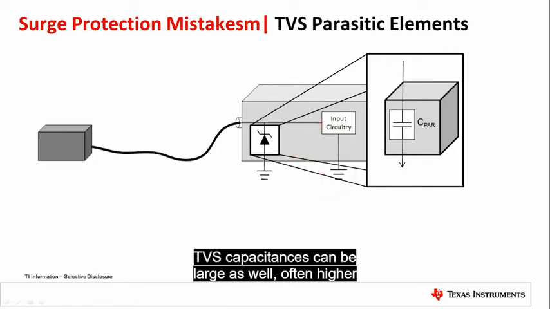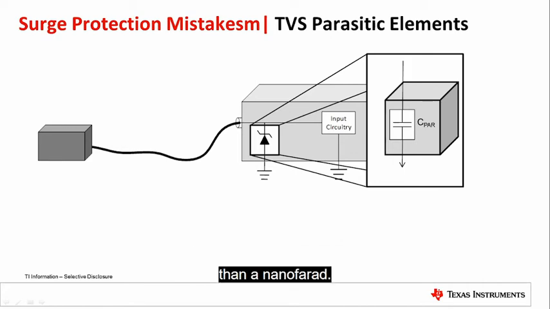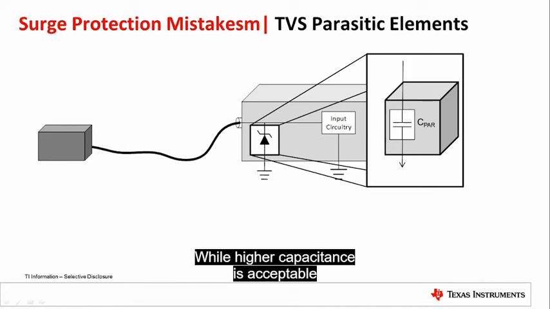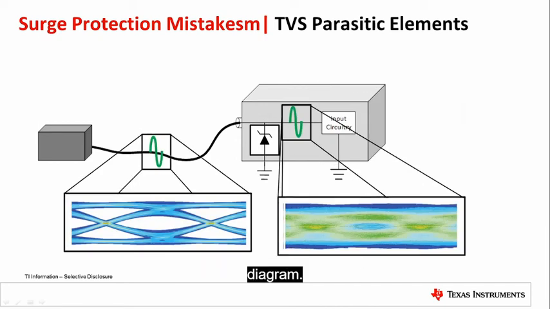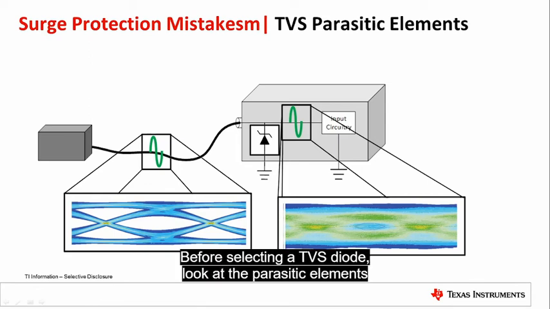TVS capacitances can be large as well, often higher than a nanofarad. While higher capacitance is acceptable in some applications, for communication lines this can attenuate the signal and destroy a required eye diagram. Before selecting a TVS diode, look at the parasitic elements and ensure they are acceptable in your system.